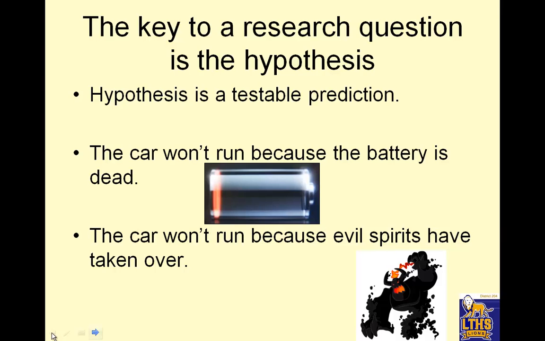The key to a research question is the hypothesis. A hypothesis must be testable. So it's a testable prediction. You've probably heard of neutrinos, which you don't need to know anything about. Neutrinos were something that some scientists believed were there, but they said they were undetectable. Well, you can't have a hypothesis that something is undetectable.